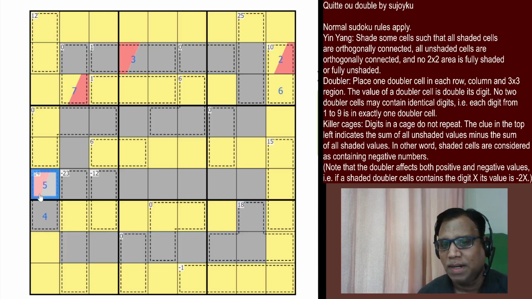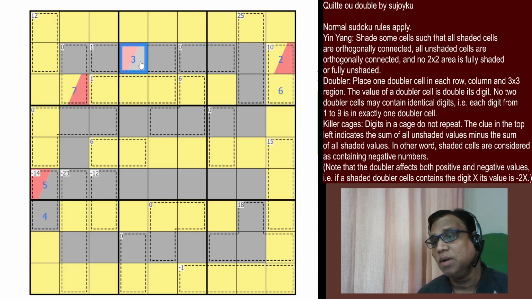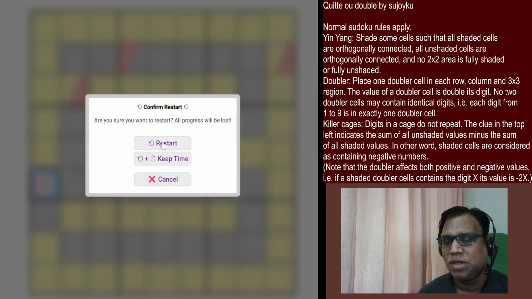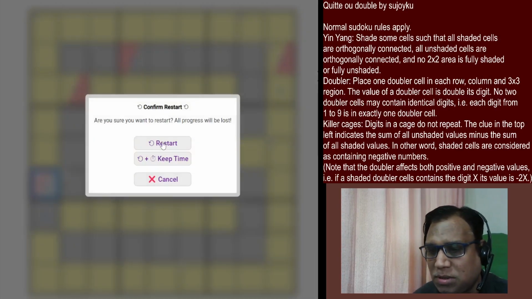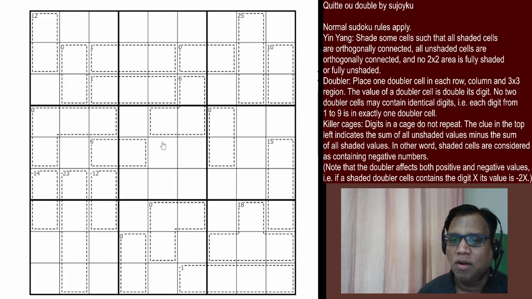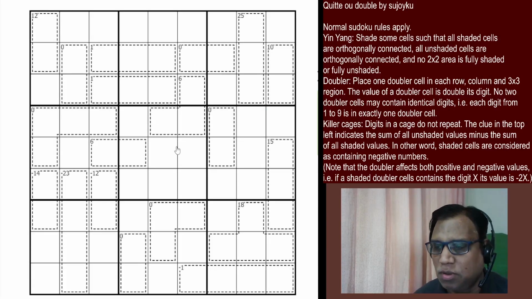And on top of that, there is the doubler: whichever cell is the doubler cell, its value is doubled, irrespective of whether it is positive or negative. If it is a positive cell, the value is double the positive. If it is a negative cell, the value is double the negative. So those are the rules, and with that, I am starting. I hope you also will start and be able to finish it, and if not, you can come back and watch this video, and it will be useful to you.